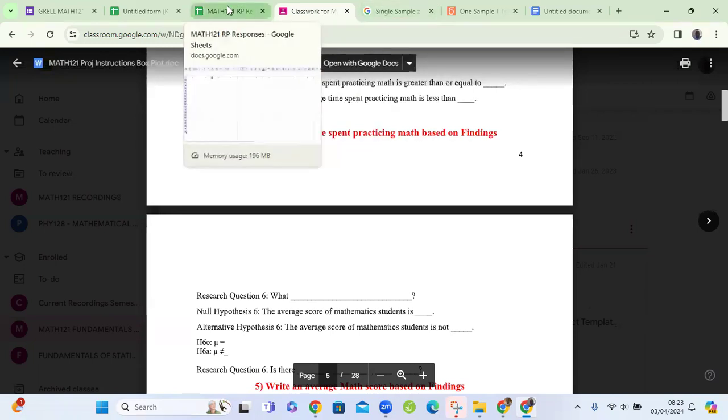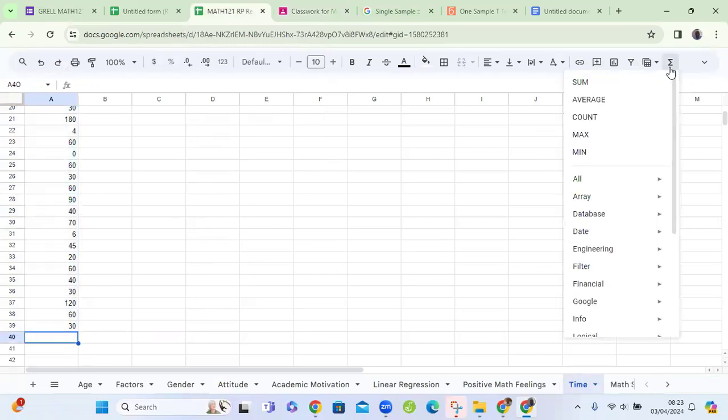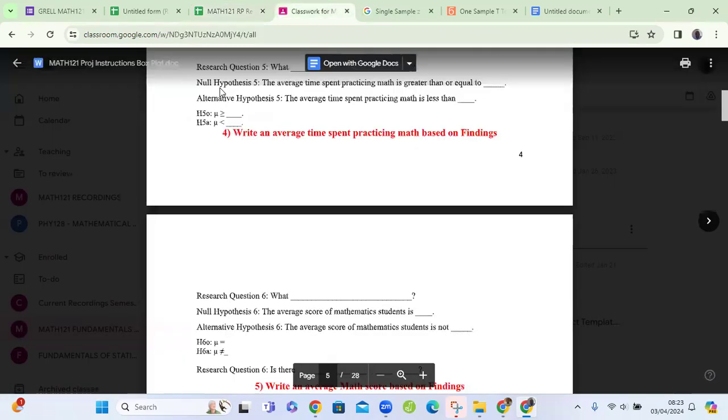So to complete this hypothesis, let's calculate the average. Let's put it right there. We can go to functions and click on average. It is from A1 to A39. We get an average of 58.08 thereabout.